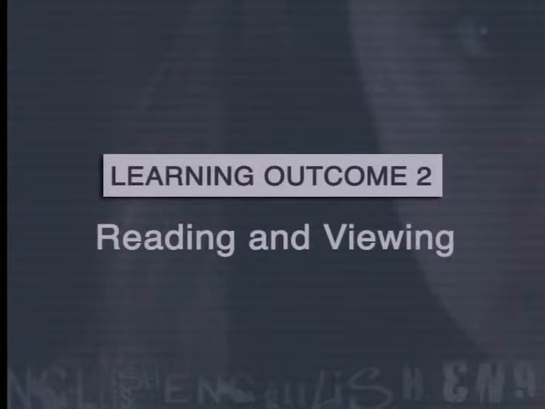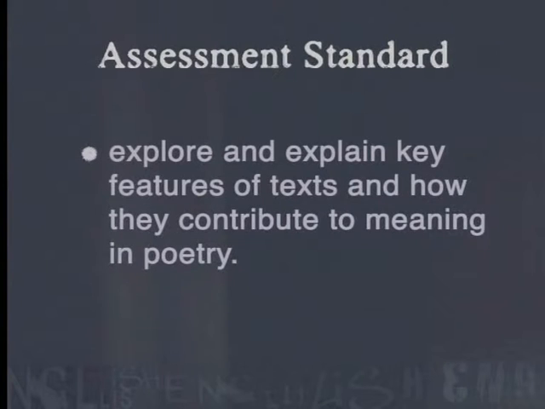The following lesson is linked to Learning Outcome 2, Reading and Viewing, and addresses the assessment standards that require learners to explore and explain key features of texts and how they contribute to meaning in poetry. Learners should be able to recognize that verse and stanza forms, rhyme, rhythm, and punctuation affect meaning.